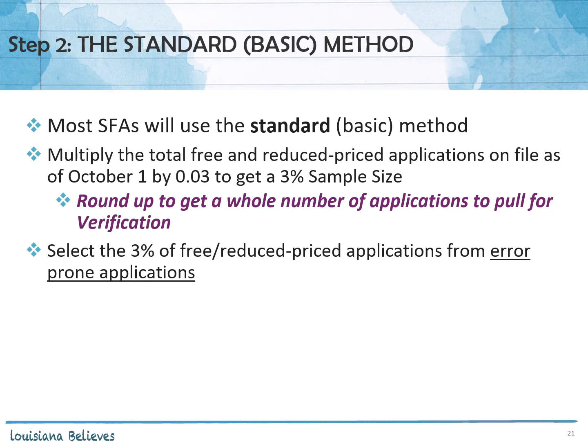The standard sample size is equal to the lesser of 3% of all applications approved by the LEA for the school year as of October 1st of the school year, selected from error-prone applications, or 3,000 error-prone applications approved by the LEA for the school year as of October 1st of the school year.